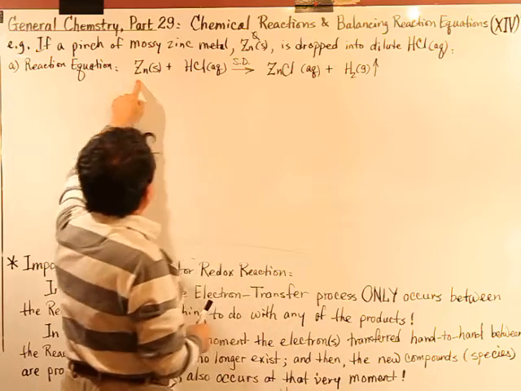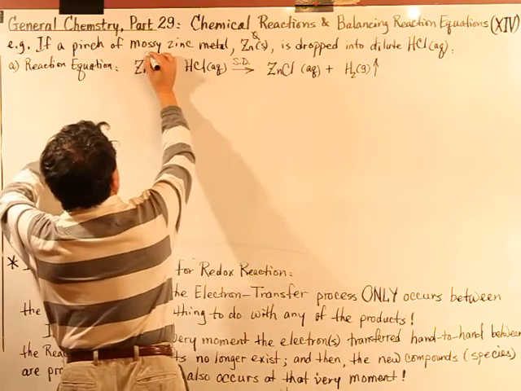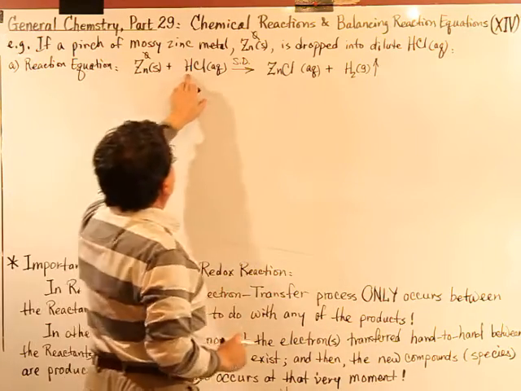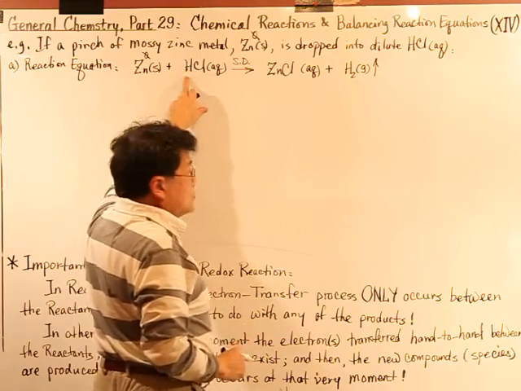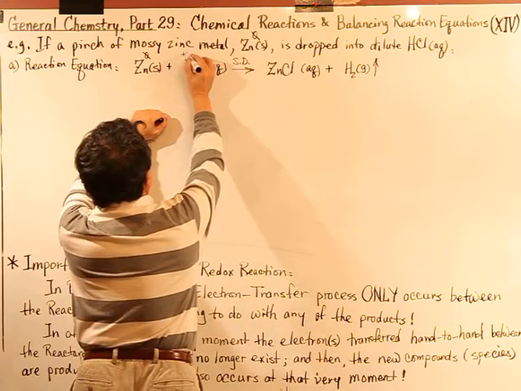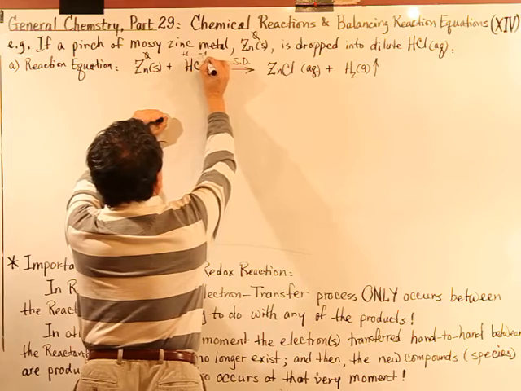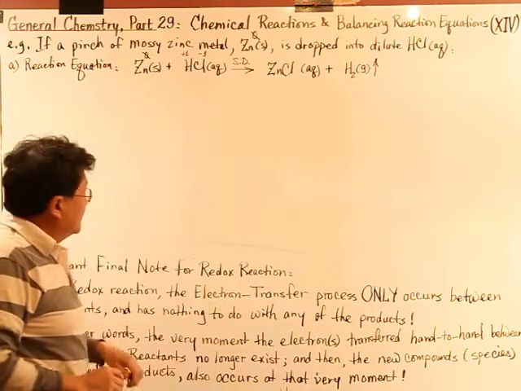zinc is 0 here, right? It's an elemental metal, so 0. In hydrochloric acid, hydrogen is +1, and this is -1 for chloride, right?